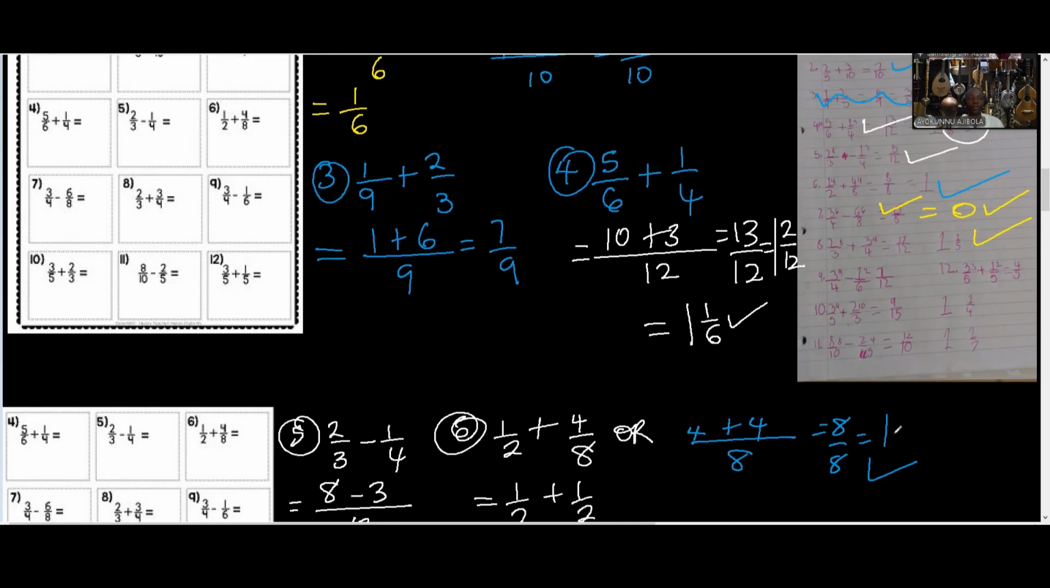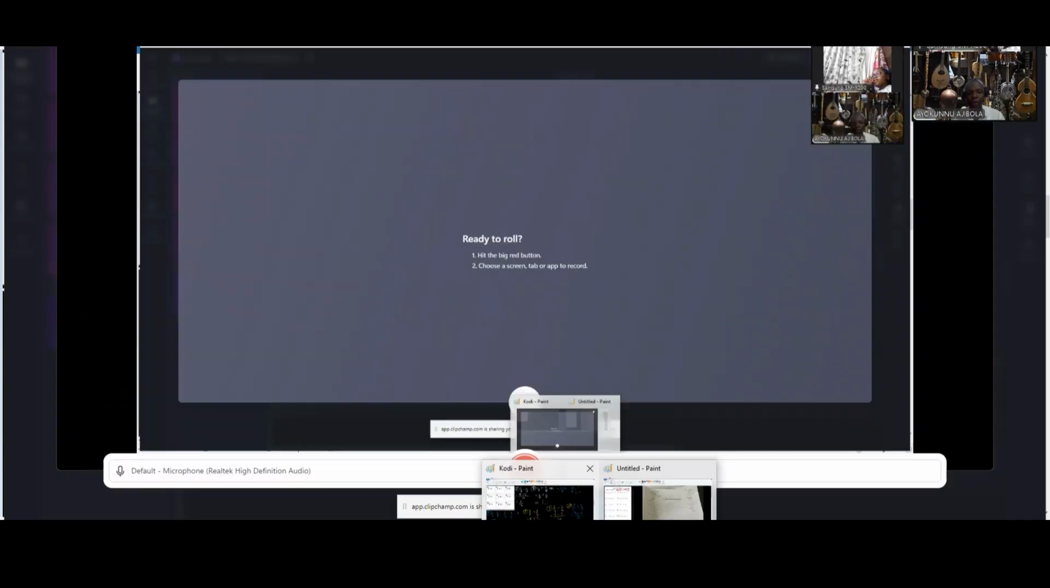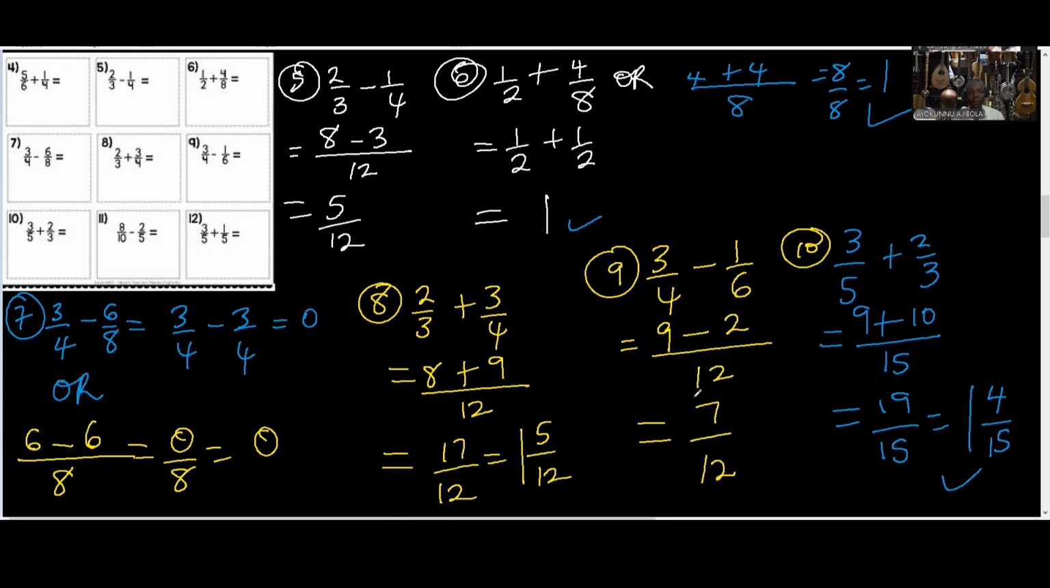So let me see there. 1 whole number 4 over 15. Okay, you got this one. You didn't get number 12, okay? Assignment 2. So number 11 now. 8 over 10 minus 2 over 5.